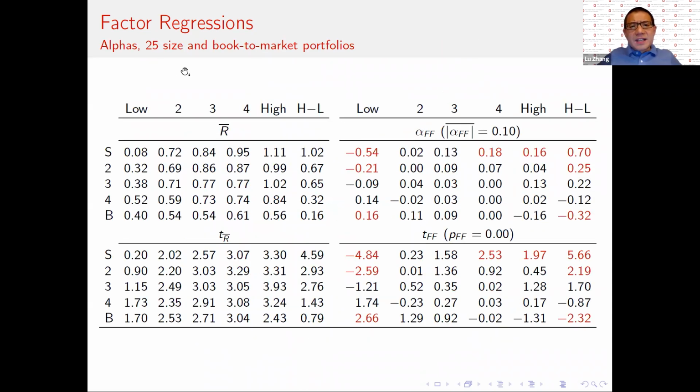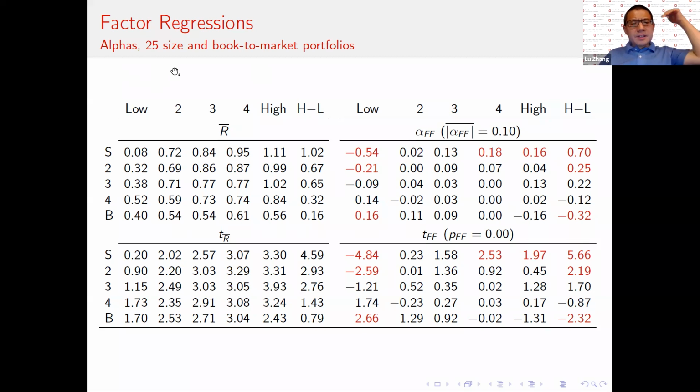So, 25 size and book-to-market portfolios, alpha. This is table one in Fama French 1996. And you can see the enormous influence that Fama French have on our work. During my four junior faculty years, 2002 to 2006, when I was on the Rochester faculty, I spent most of my time reading Fama French papers and carefully absorbing their way of thinking and learning how to do empirical work.